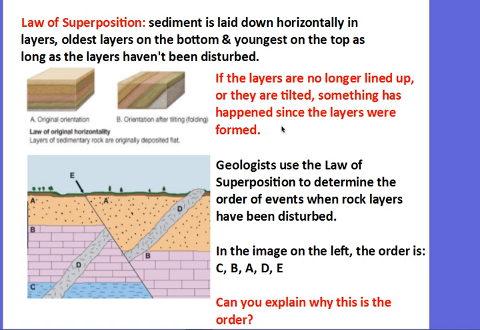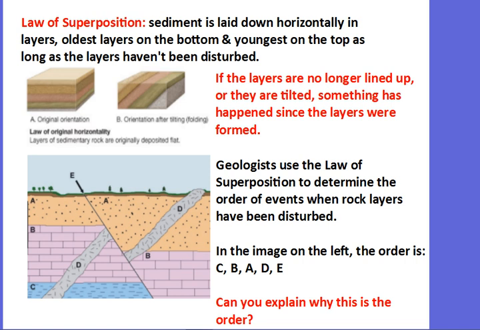And when that happens, scientists have to use this law of superposition, that they know that sediments are laid down horizontally. They can start looking for evidence of fossils in the layers that can help them kind of put these layers back in order. So geologists use the law of superposition to determine the order of events. This is the image we used in class when we were talking about what was the order of events that happened in this location. We used this exact picture.